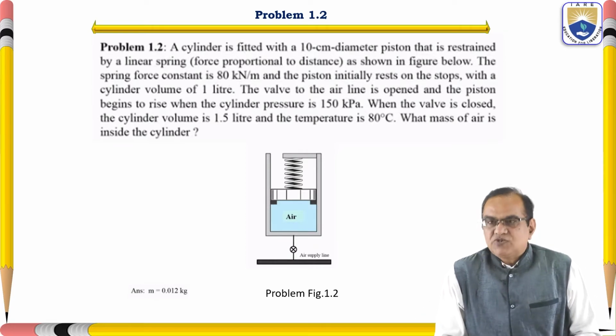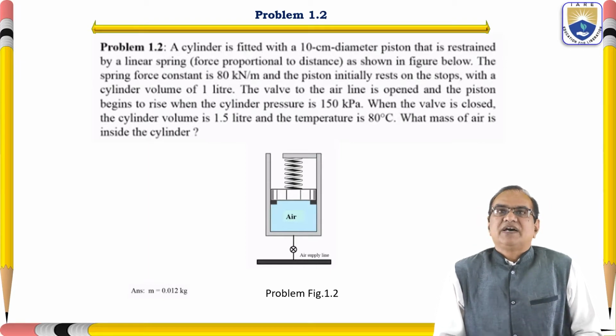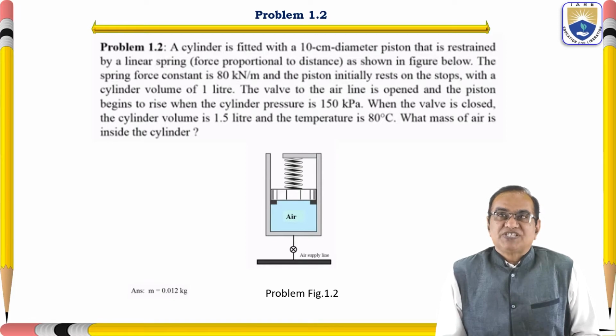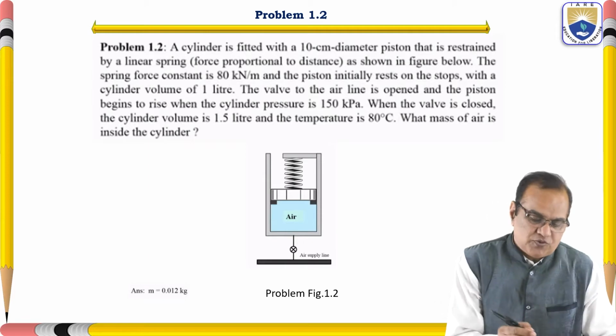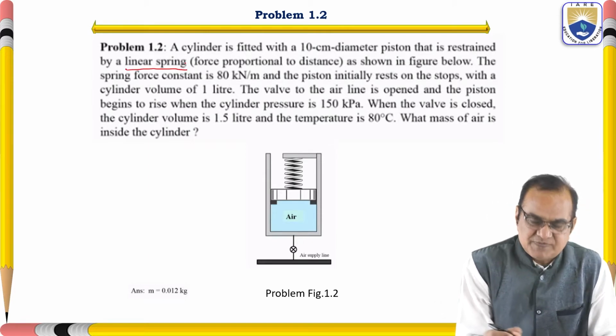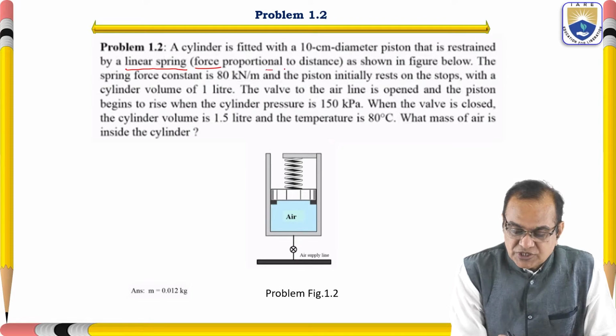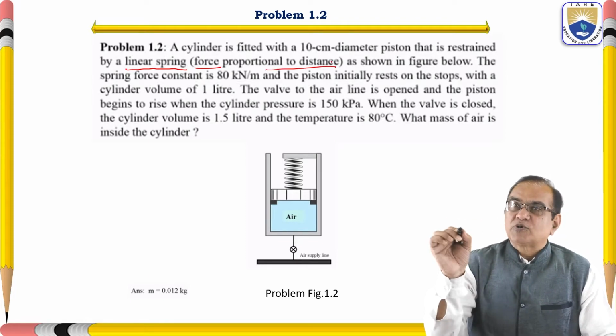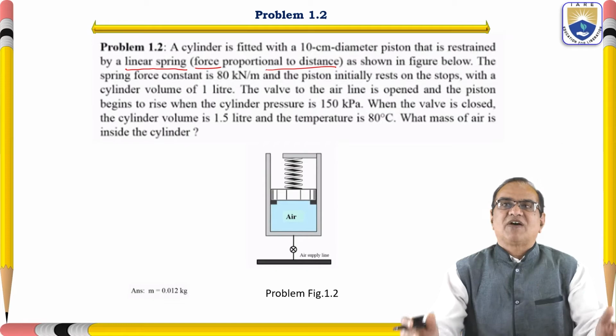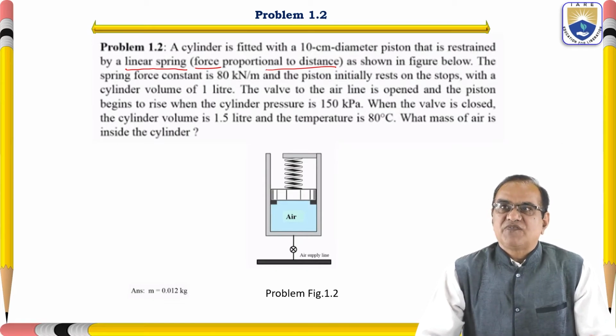So you can see here that a cylinder is fitted with a 10 centimeter diameter piston that is restrained by a linear spring, force proportional to distance, as shown in the figure below. Here we have to take care that it is a linear spring. Here the force is proportional to the distance. F is directly proportional to x, the deflection of the spring, as shown in the figure.